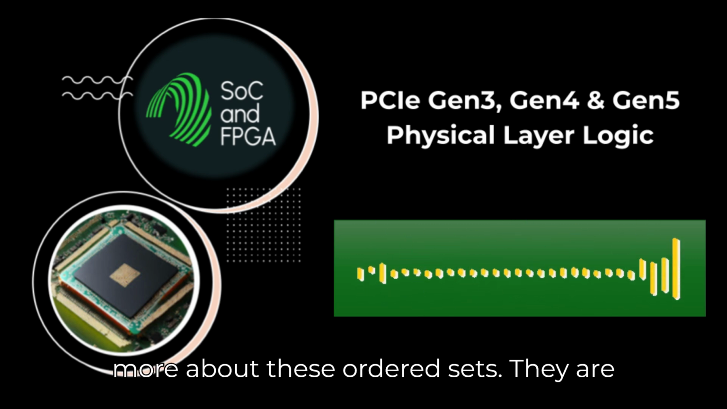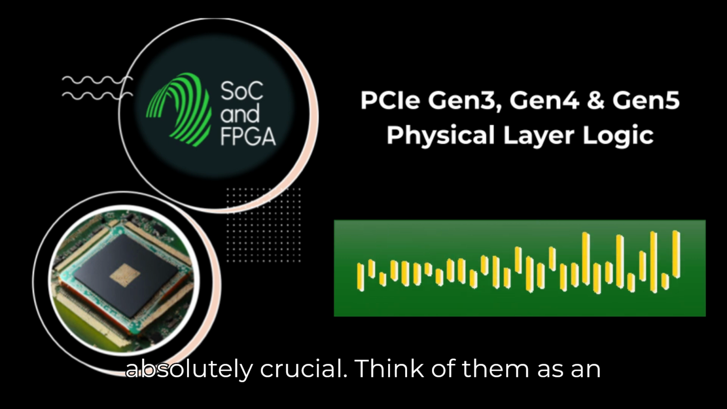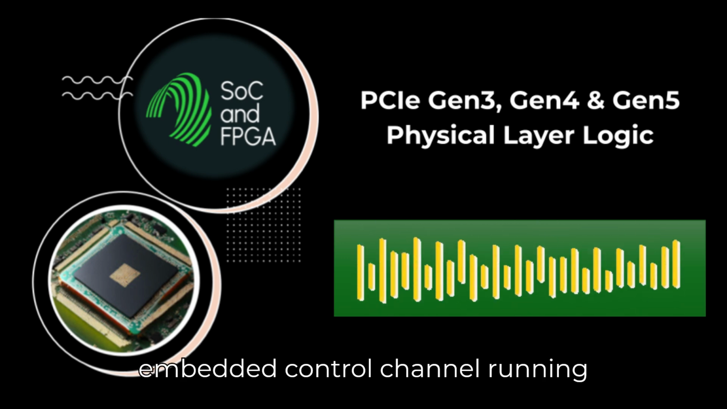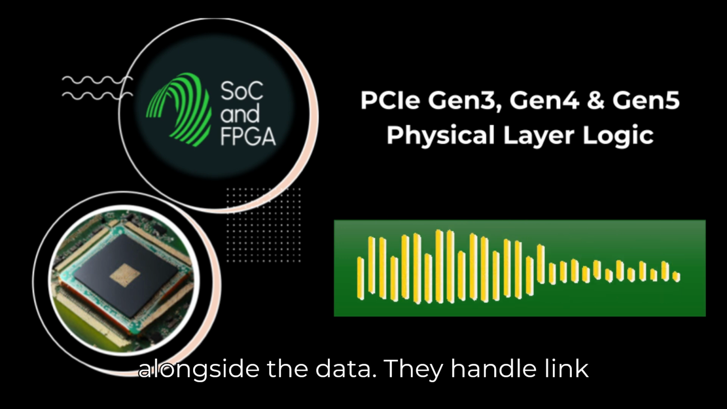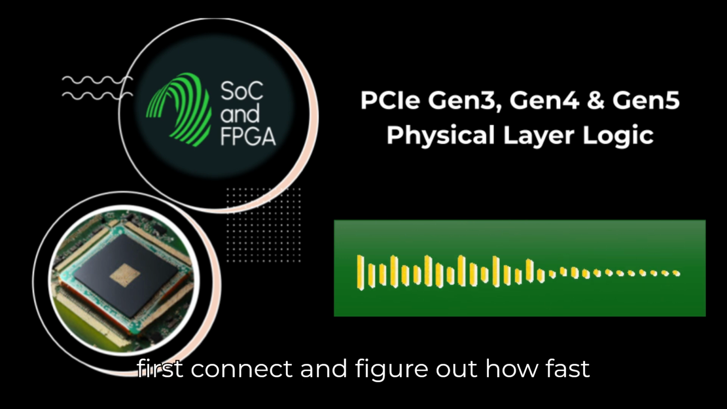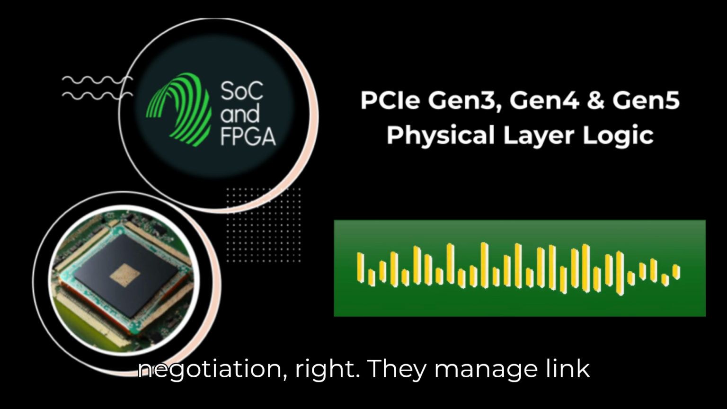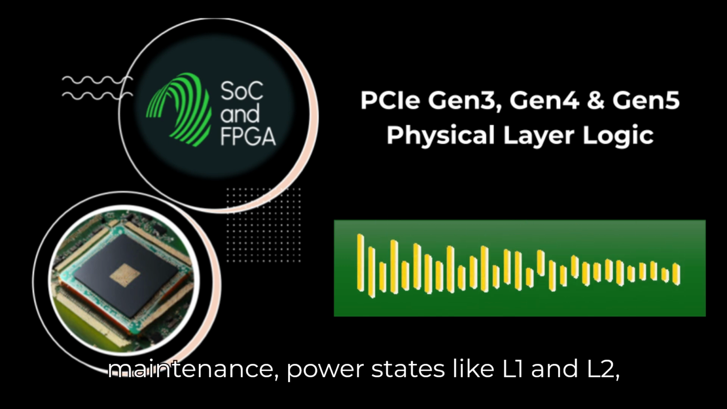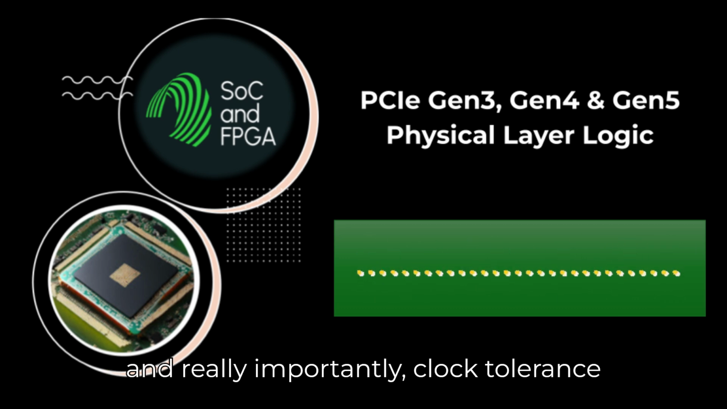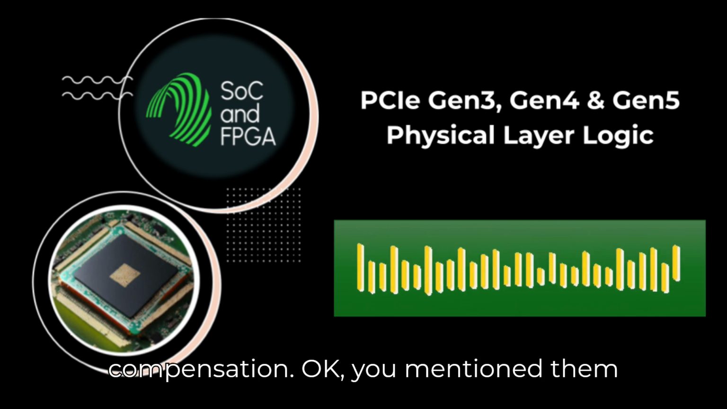Tell me more about these ordered sets. They are absolutely crucial. Think of them as an embedded control channel running alongside the data. They handle link training, when two devices first connect and figure out how fast they can talk, how many lanes to use. Negotiation. Right. They manage link maintenance, power states like L1 and L2, and really importantly, clock tolerance compensation.